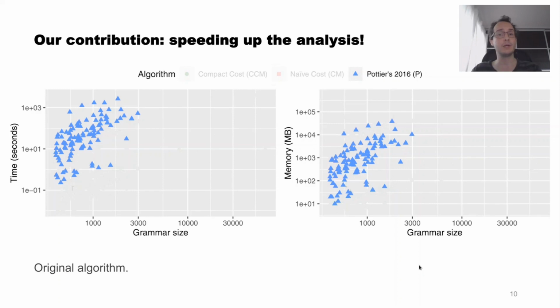Now, let's see our contribution. This graph will compare the performance with our new algorithm. The blue triangles represent Pottier's algorithm performance. This graph is also in log-log space. A gradation represents an order of magnitude. On the left, you see the time consumption, and on the right, the memory consumption.